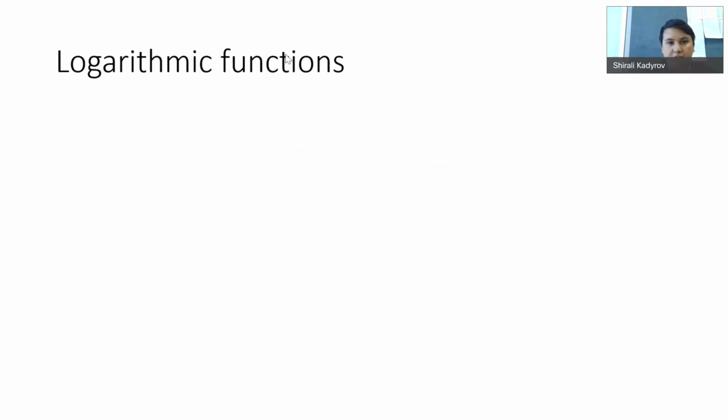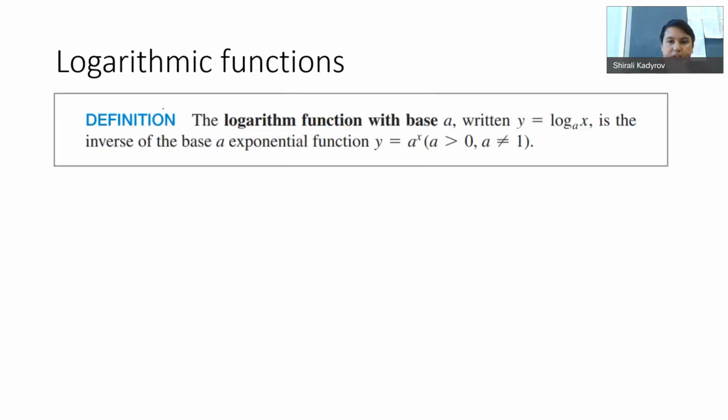Okay, now let's discuss logarithmic functions. It's nothing but the inverse of the exponential function. So what is a logarithmic function? The base a logarithm, written in the form y is equal to log base a of x, is the inverse of the base a exponential function. So we have this exponential function y is equal to a to the x, where a is positive and not 1. Then its inverse becomes the log.